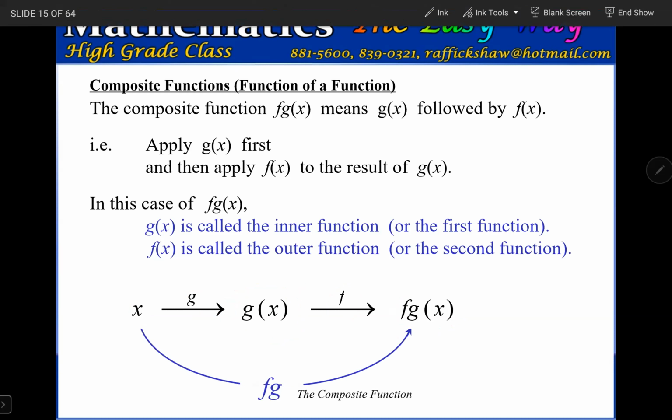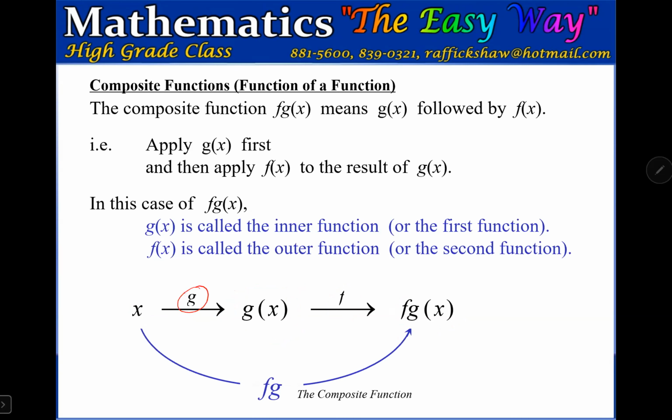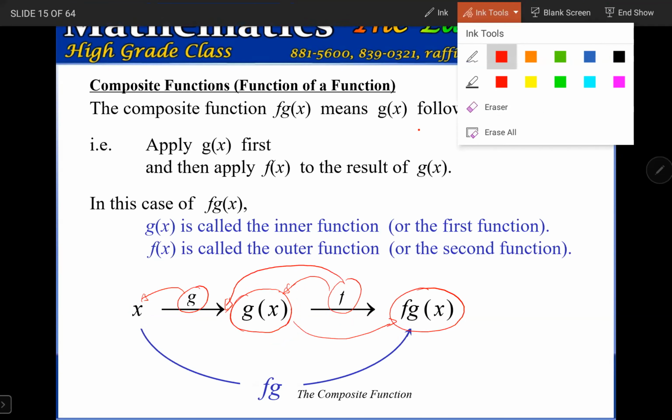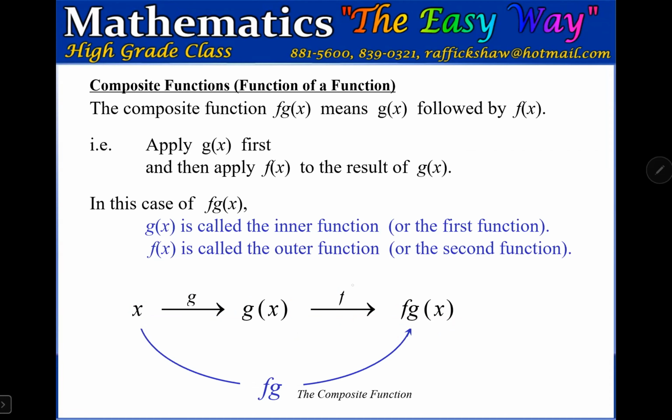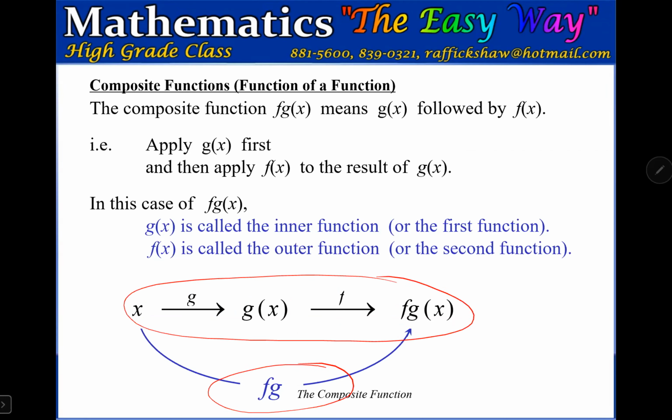So the g operates on the x to give me g of x. And then the f operates on the entire g of x to give me now this f of g of x. That's a composite function. Now, this is doing it in two separate steps, like using two separate machines. And this is one machine to give you the same result.